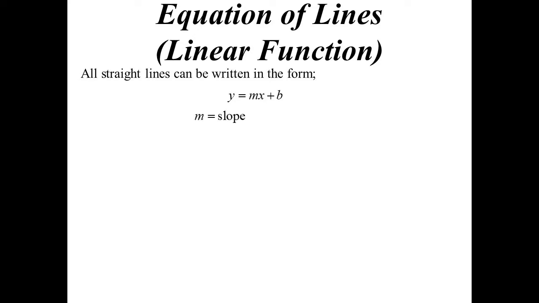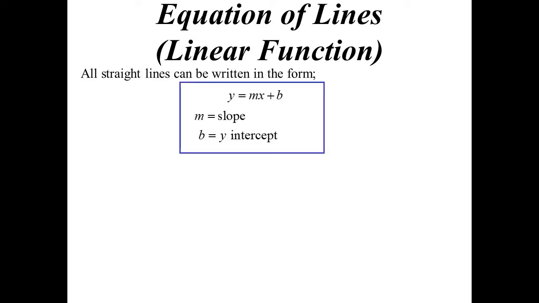So let's look at equations of lines, or the linear function as it's known. We know all straight lines can be put in that form, y equals mx plus b. When it's written in that form, m is the slope, b is the y-intercept. Just like any polynomial, the constant is the y-intercept. Another way we tend to write it is in general form, where we make it all equal to 0.